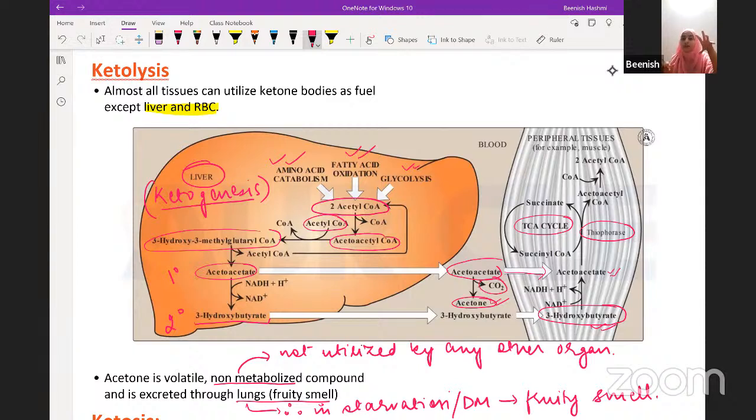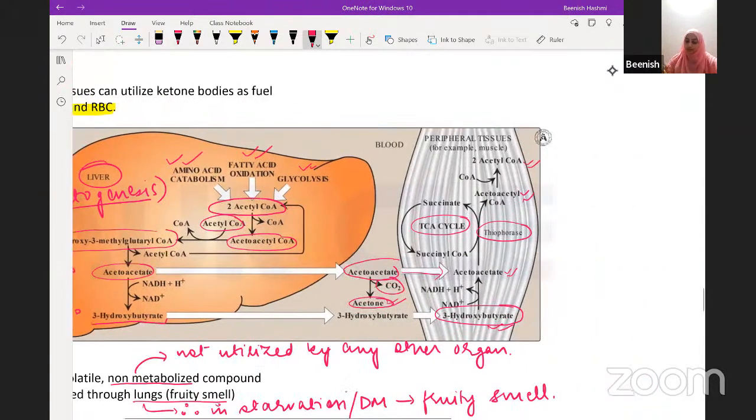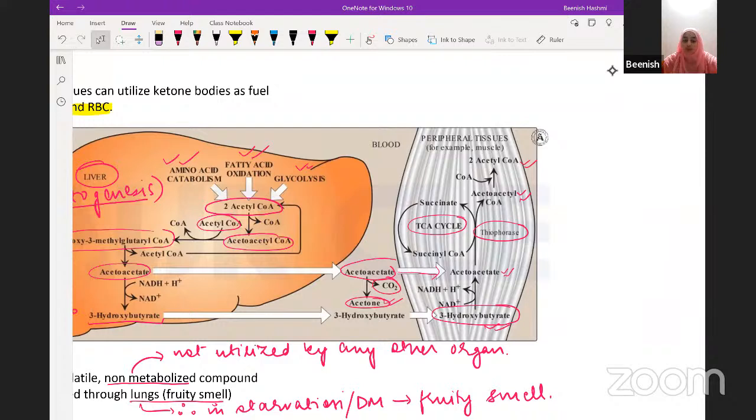In the TCA cycle, this step was giving 1 ATP or GTP. But when it is involved in ketolysis, this substrate level phosphorylation is not seen. Now this acetoacetyl-CoA that is formed splits into two acetyl-CoA, and then this enters TCA to give energy. So that was about the utilization of ketone bodies.